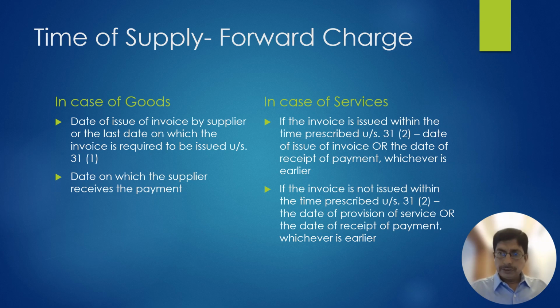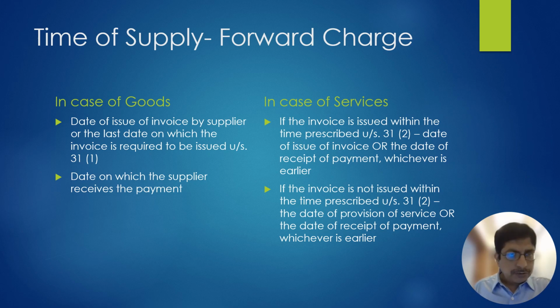Basically, the provision is divided into 4 parts: for goods and for services. In goods, for forward charge and reverse charge. In services, time of supply for forward charge and reverse charge. See, forward charge means when the supplier is liable to pay the tax. Reverse charge means when the recipient is liable to pay the tax. Now we'll see it for a forward charge.